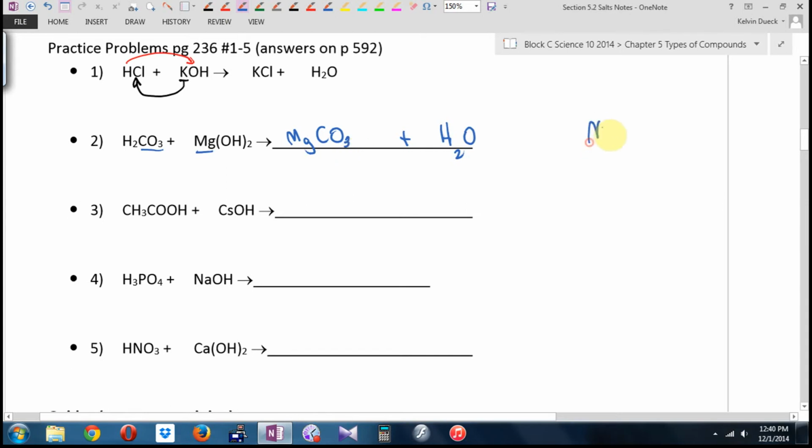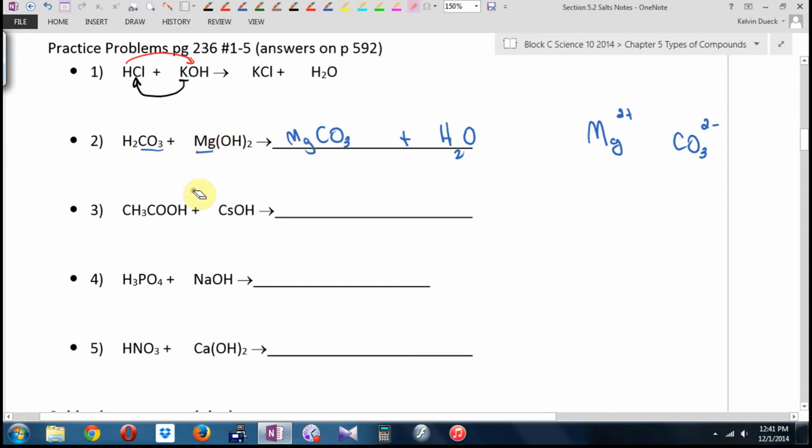What's the charge on magnesium? What's its ion charge? 2 plus? What's the ion charge on CO3? This is all from your pink sheet. Is it also 2 minus? Oh! These ones do crisscross in a lovely one-to-one relationship, so I don't need to add any subscripts. Then I need to check if they're balanced. How many CO3s? 1, 1. How many magnesiums? 1, 1.